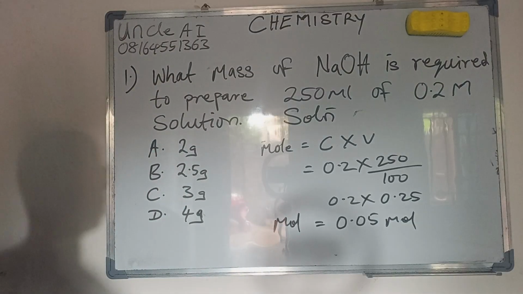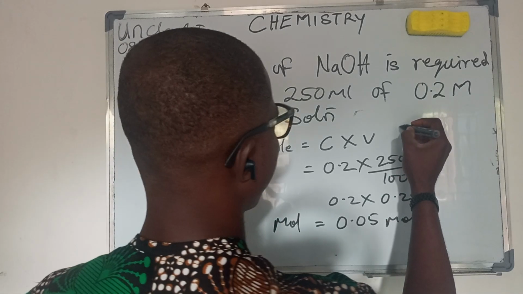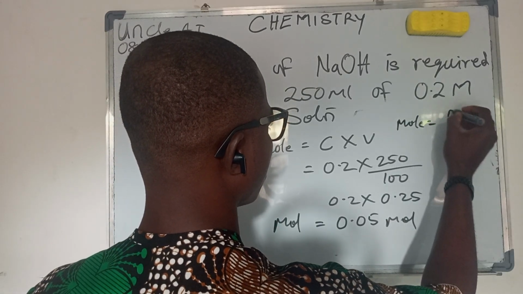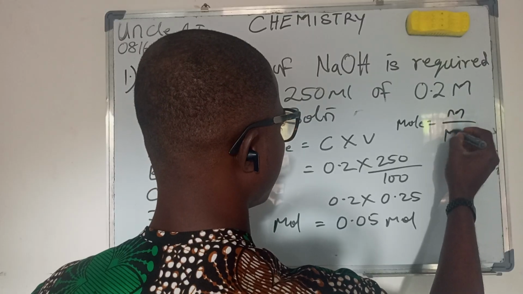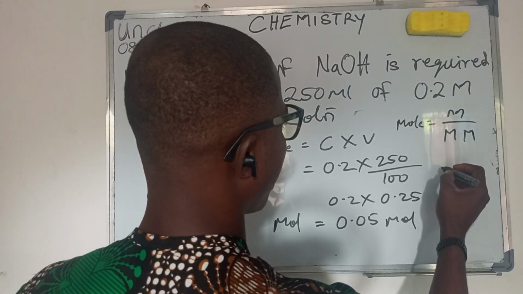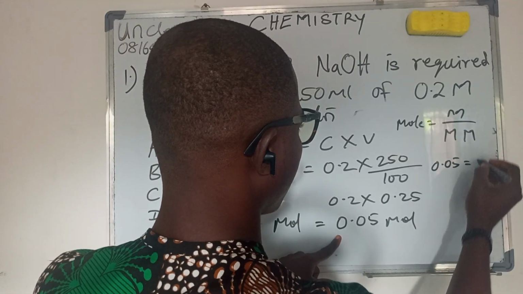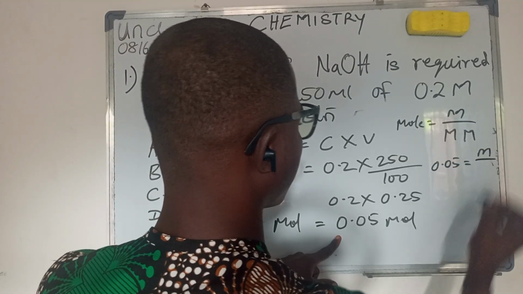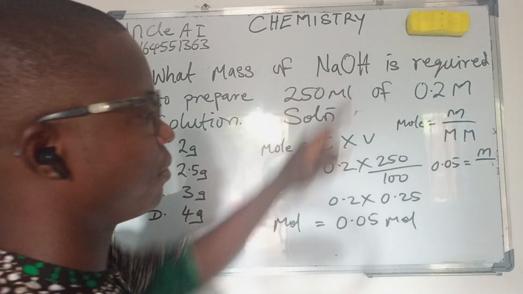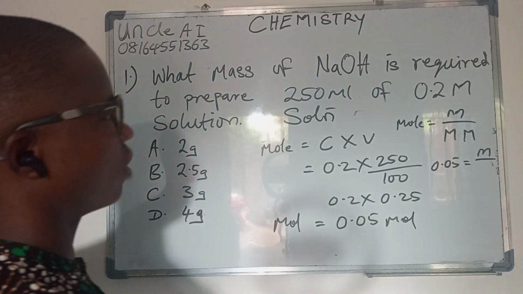Now, having gotten our mole, the next step is to use this formula, which says that mole is equal to mass over molar mass. If we use this formula, we'll have that our mole, 0.05, is equal to the mass, which is the one we are looking for, over the molar mass. Since the compound is given, we can calculate the molar mass of the compound.